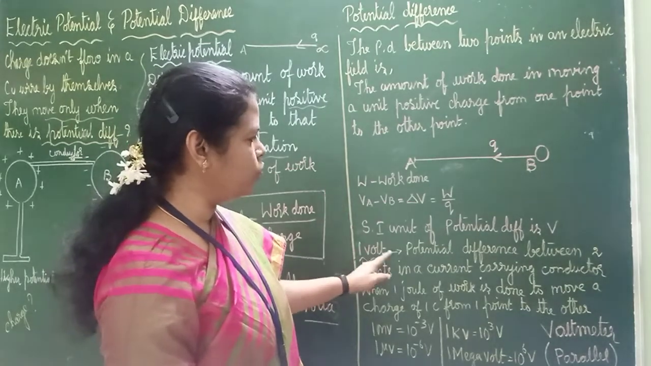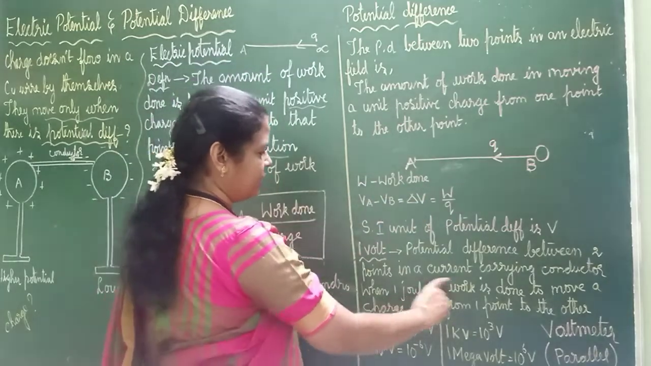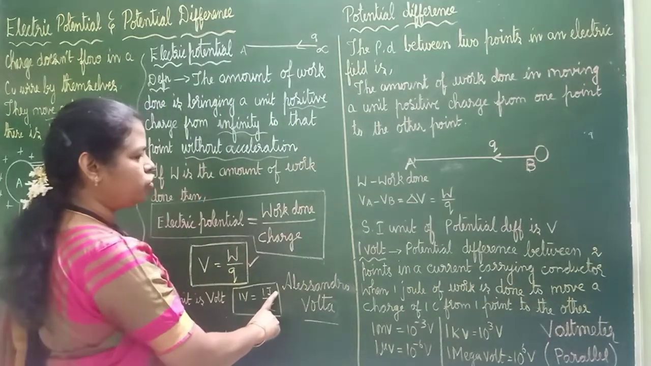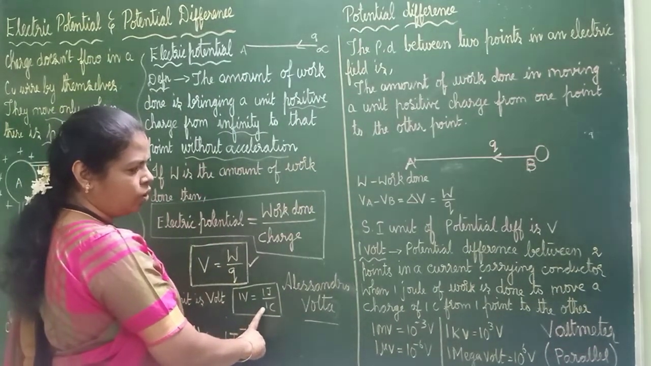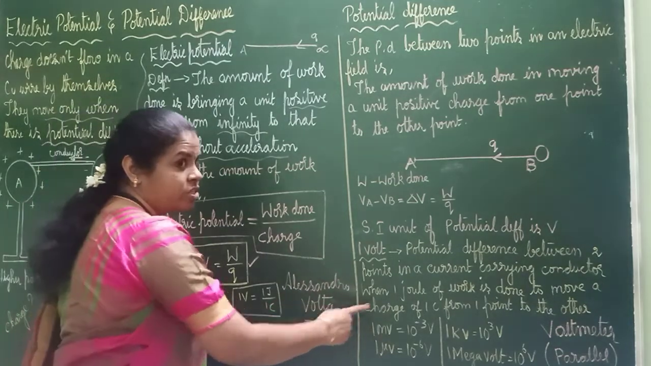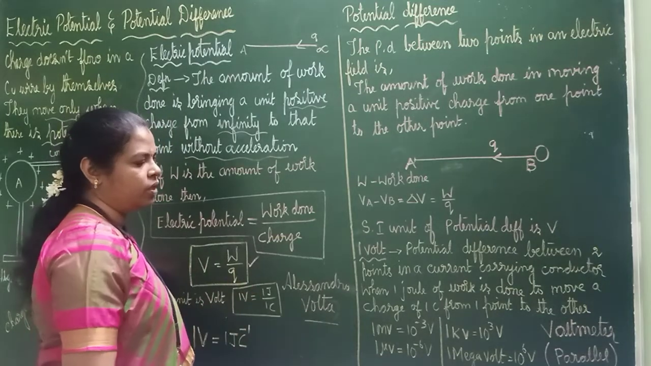Same way here, 1 volt is equal to the potential difference between 2 points in a current carrying conductor when 1 joule of work is done to move a charge of 1 coulomb from one point to the other. That is called 1 volt. This definition is also very important, like 1 ampere. 1 volt is also important.